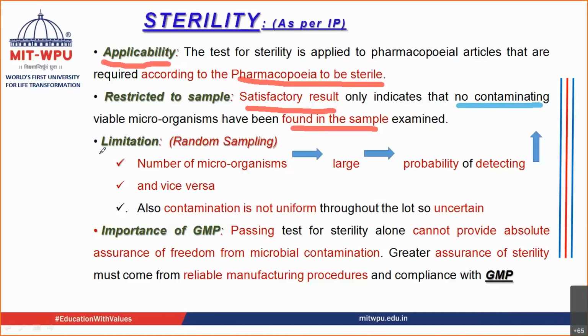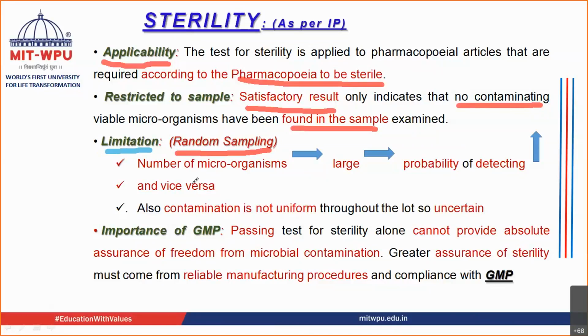This limitation is basically because of the random sampling that we do. We are not going to evaluate each and every container for the test for sterility. We are going to take some samples, and we will see further how many samples we are going to take. As the number of samples is limited, there is a restriction to this test for sterility.